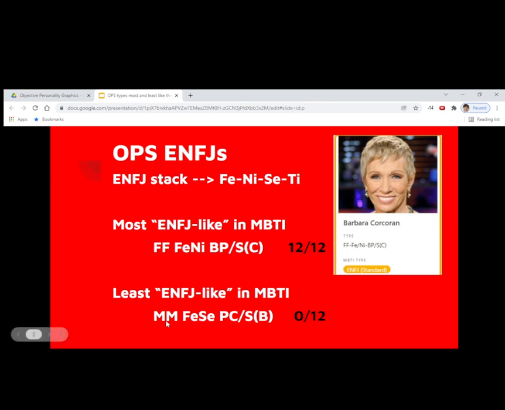It would be the double masculine FESE jumper, play, consume, sleep, blast. In this example, the bottom two functions, SE and TI, are double activated, and those two functions are masculine. So they're just not going to look very much like an ENFJ at all. They might look more like an ISTP, you might type them upside down. Unfortunately, I don't know any examples of this type, but I'm sure there are people out there that have that type.